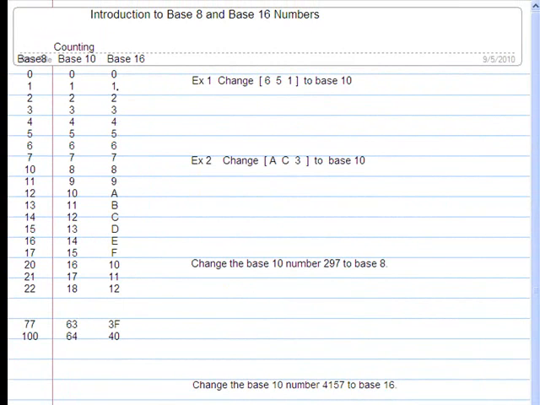Now in Base 16 we need 16 digits, and of course we run out at 10 because we only have 10 digits, 1 through 9 plus 0. So what we do to get up to 16 digits is we borrow 6 letters from the alphabet. So the 10 we'll call A, the 11 is B, the 12 is C, etc. up to F, which is 15.